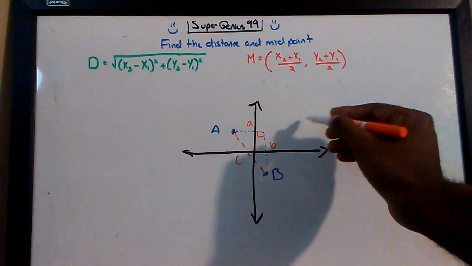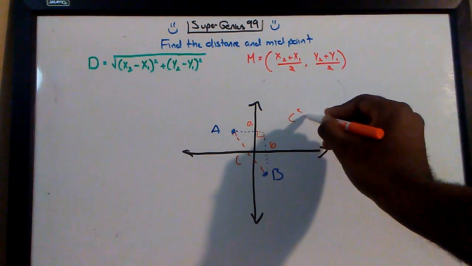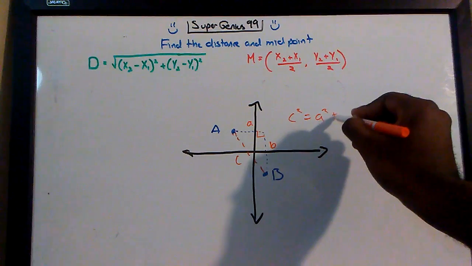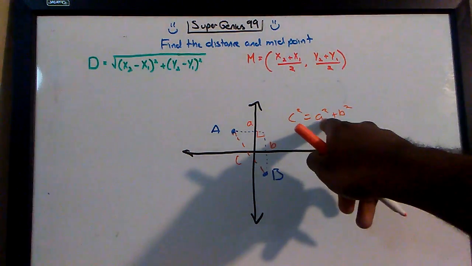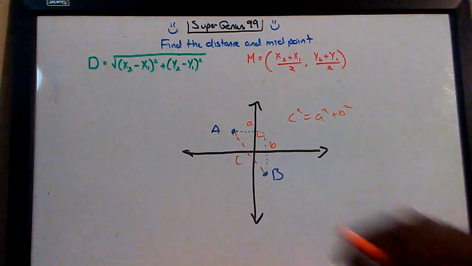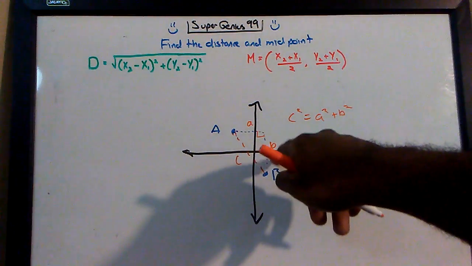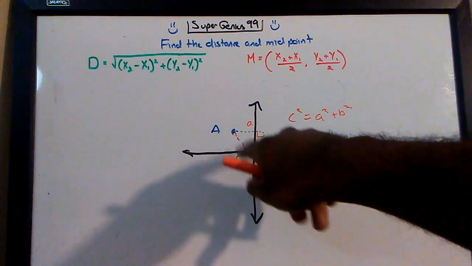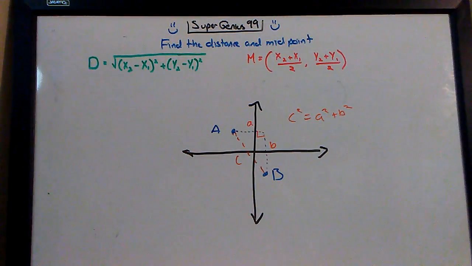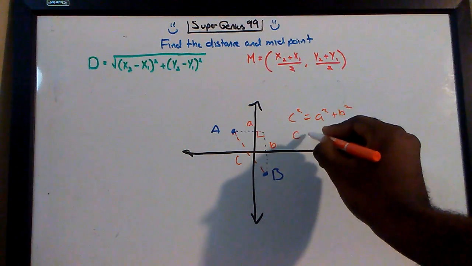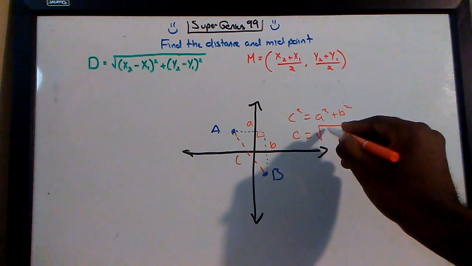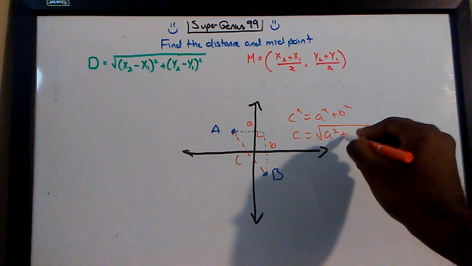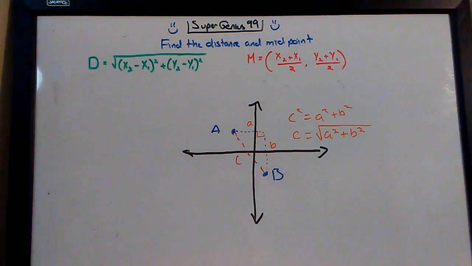And we all know that what? c squared equals a squared plus b squared, where a is the length of this side, and b is the length of this side, and c is the length of that. So if you want to figure out what c is, you have to do what? Square root all sides. So then c equals the square root of a squared plus b squared.